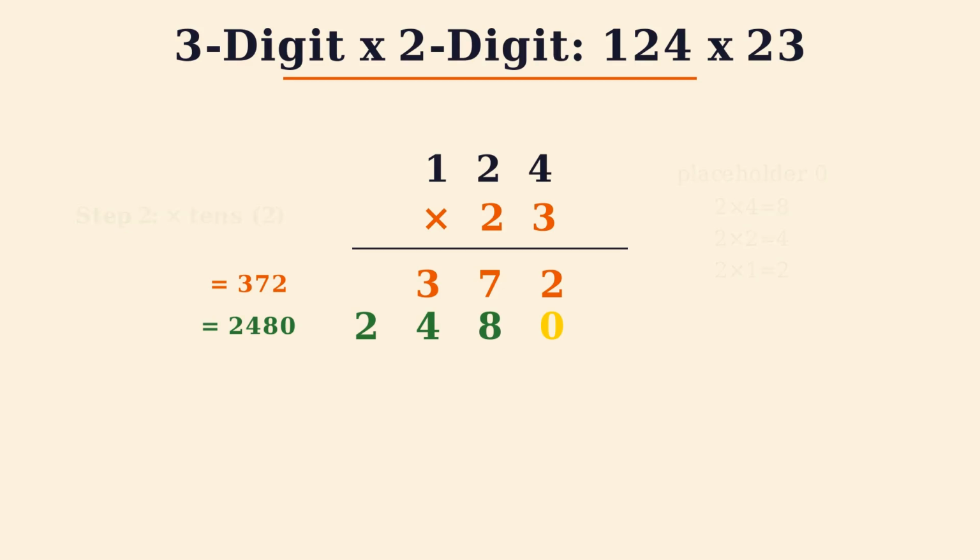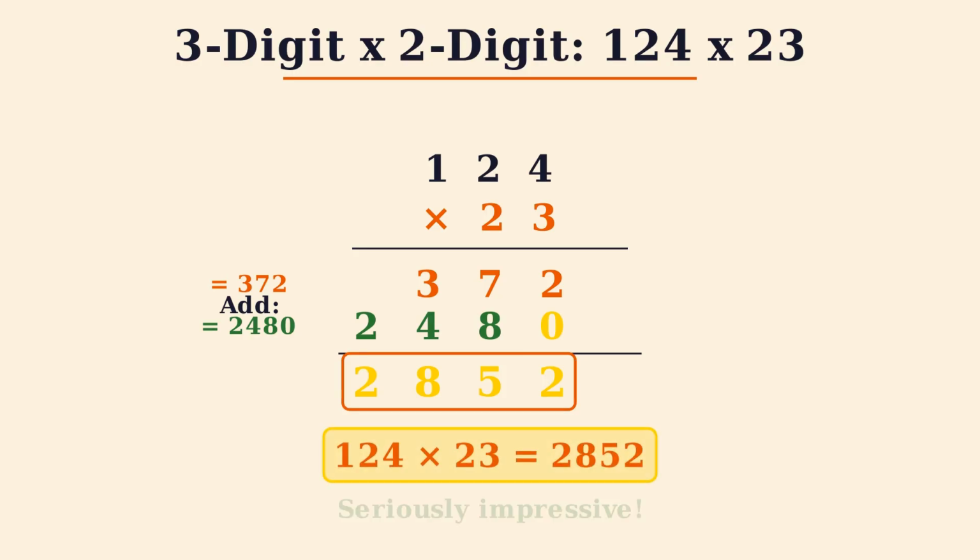Step 2. Multiply 124 by the tens digit, 2. Remember to put a 0 placeholder first. 2 times 4 equals 8. 2 times 2 equals 4. 2 times 1 equals 2. Second row is 2480. Now add them up. 372 plus 2480 equals 2852. So 124 times 23 equals 2852.